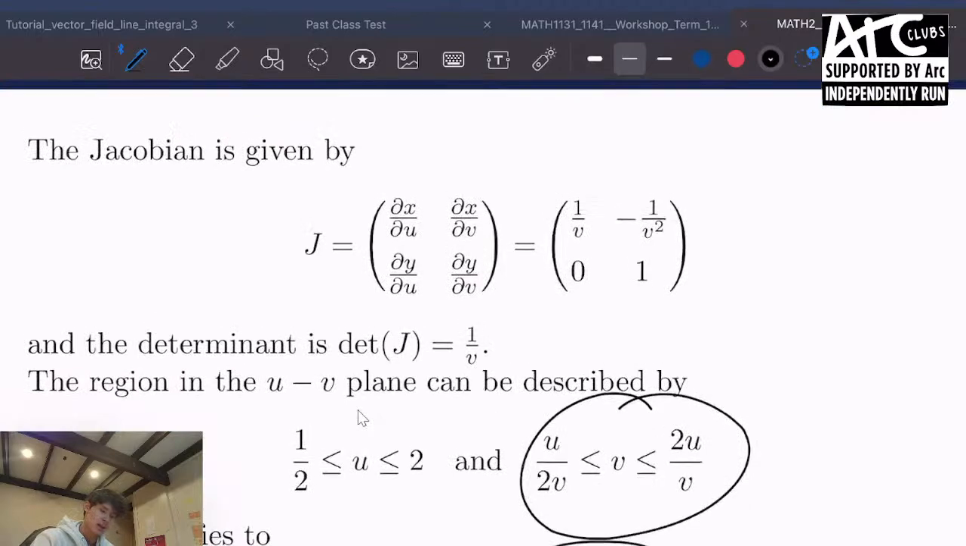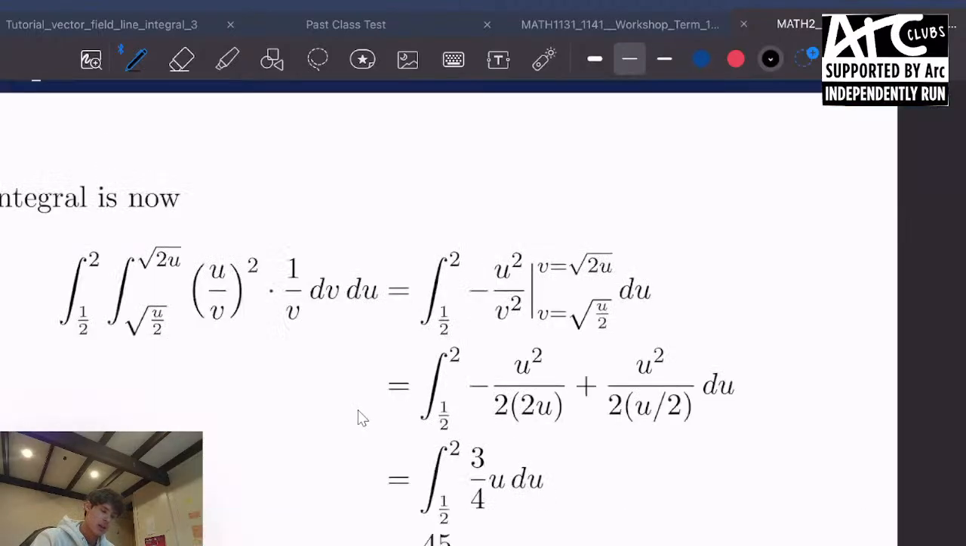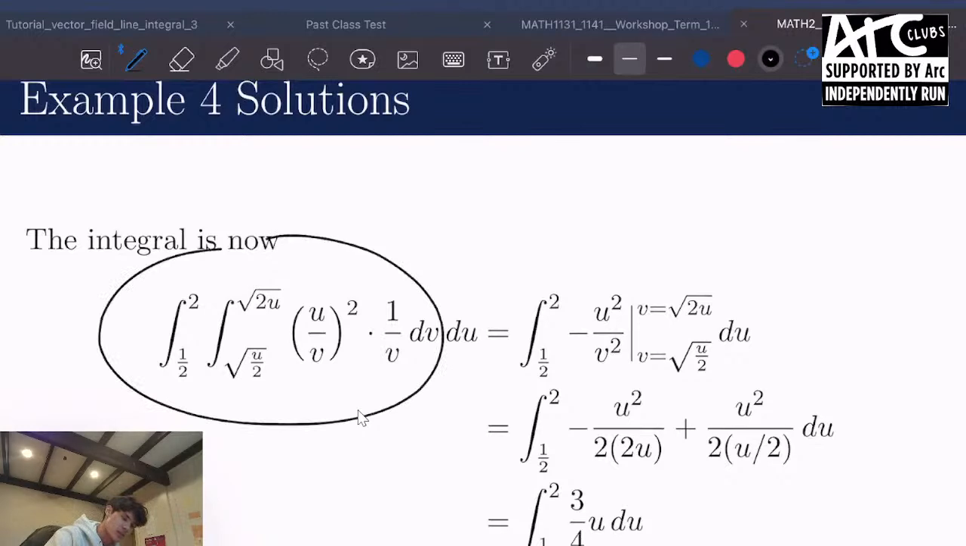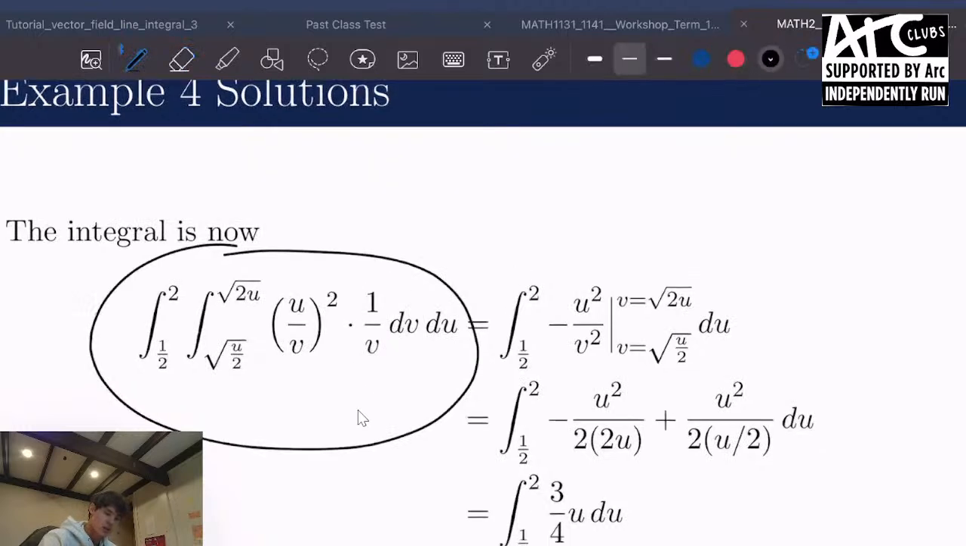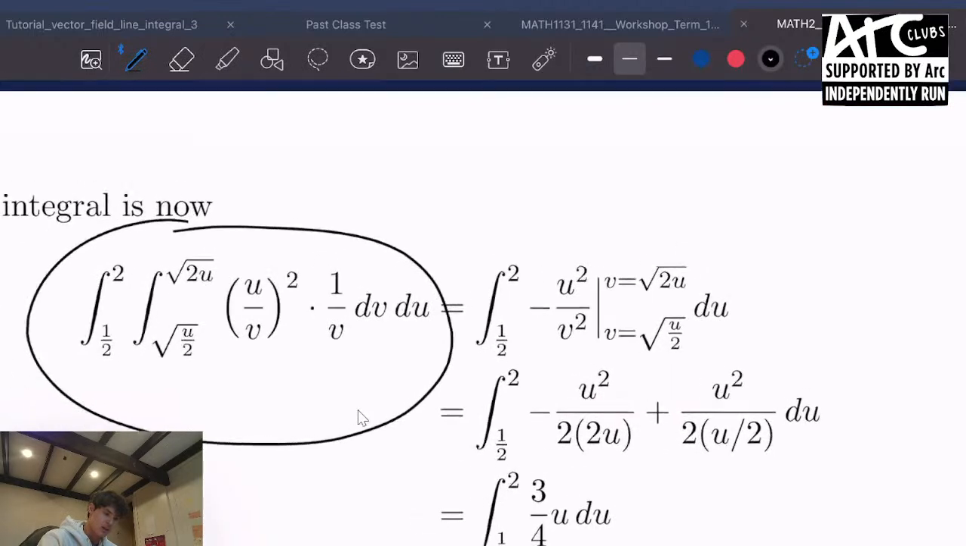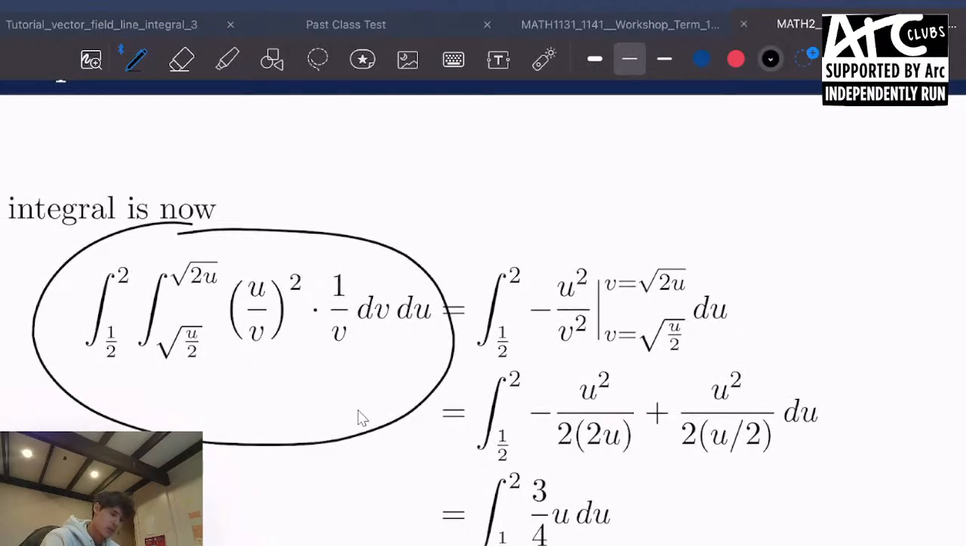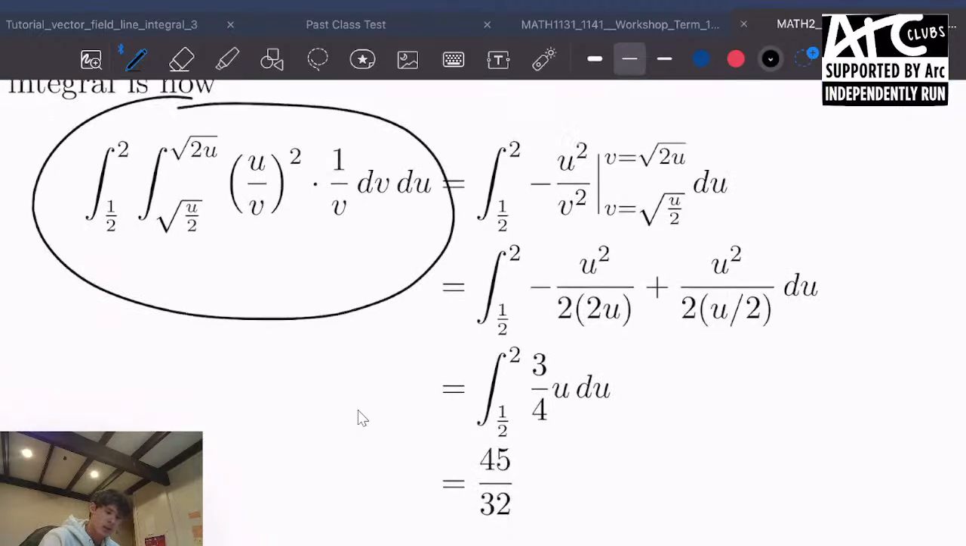So that means that to actually calculate the integral, it just becomes this. So you can see that we have changed our variables. That means we've changed our bounds, and we've also introduced this 1 on v when it comes to changing it to dv du. Now this integral is something that we've calculated before. This integral is with respect to v, treat u as a constant, should be fine. Evaluate the bounds of this, and then evaluate the integral again, and we should just get 45 over 32.